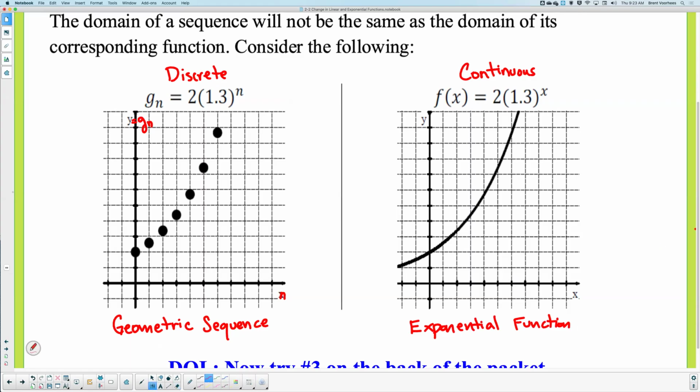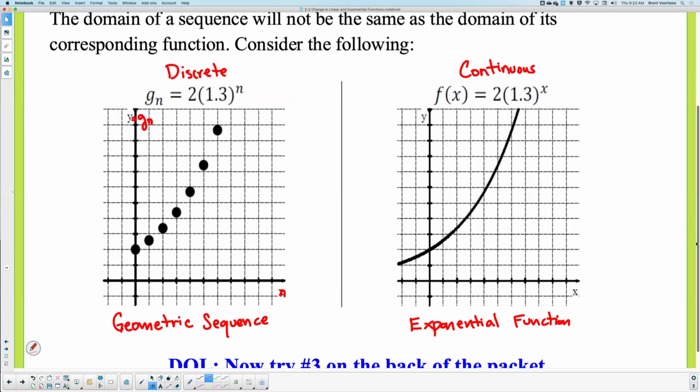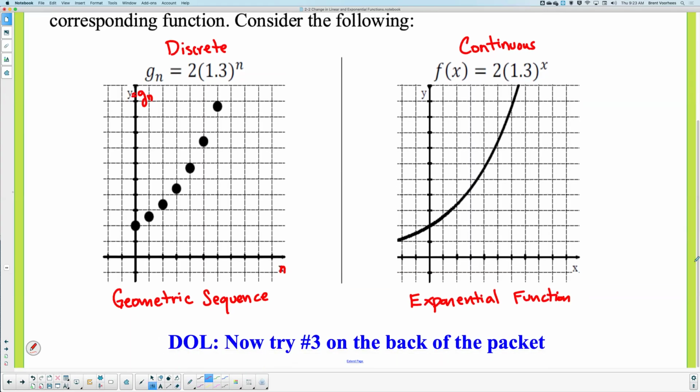Okay, with that, you're gonna have your first DOL. I want you to go to the back of the packet and try number 3, DOL number 1.